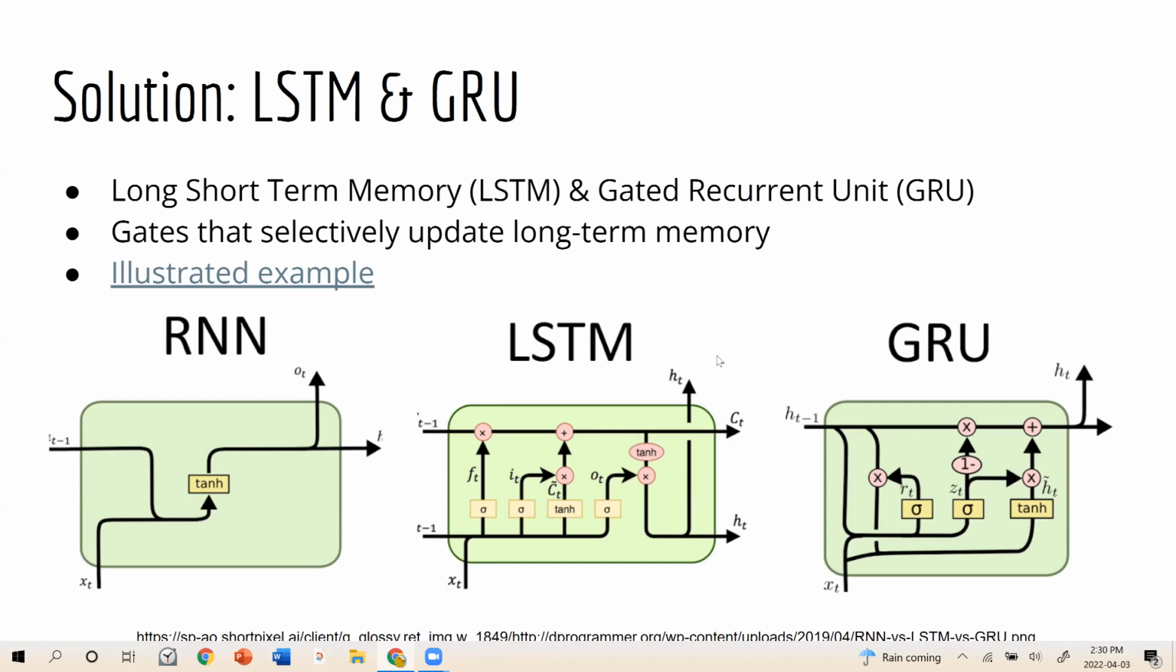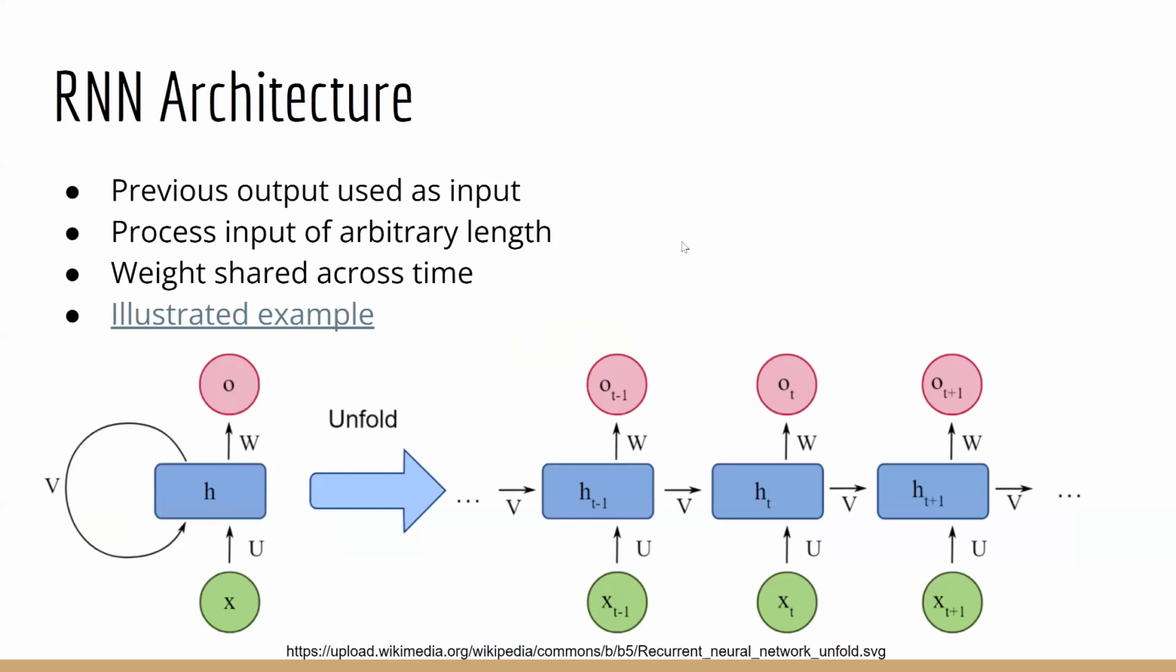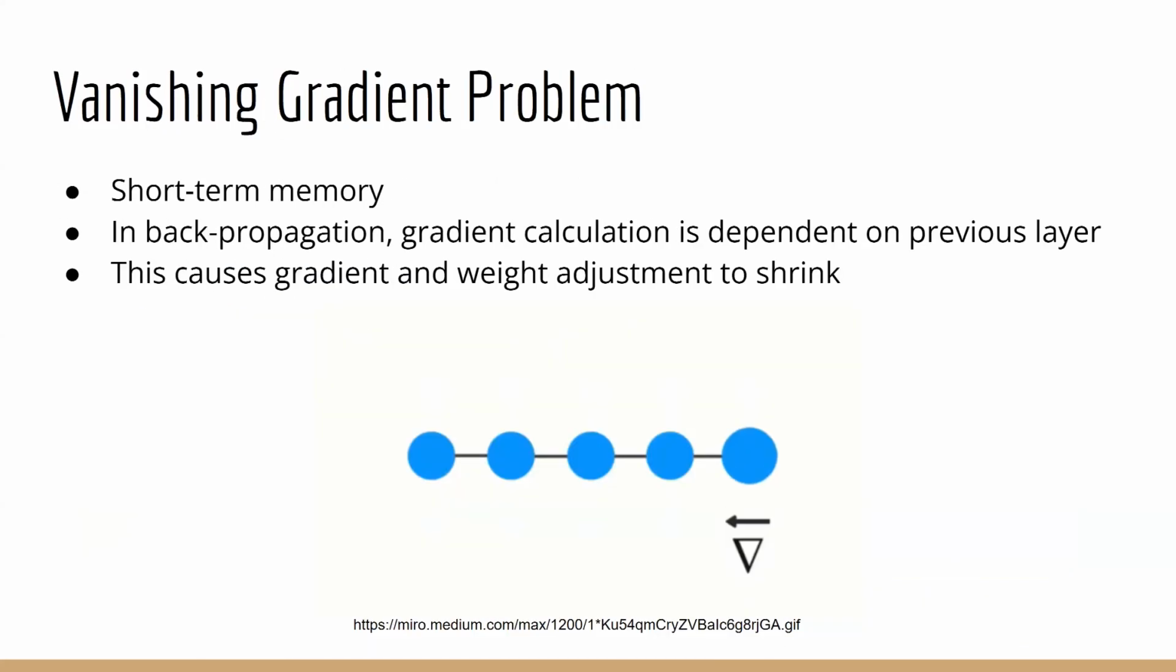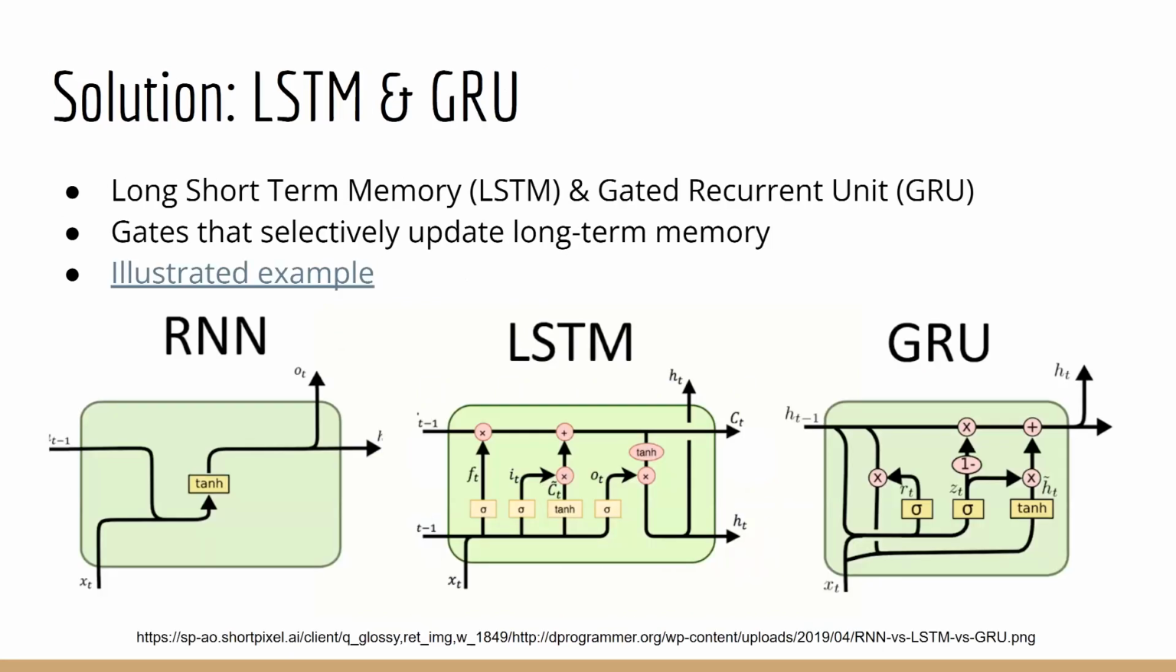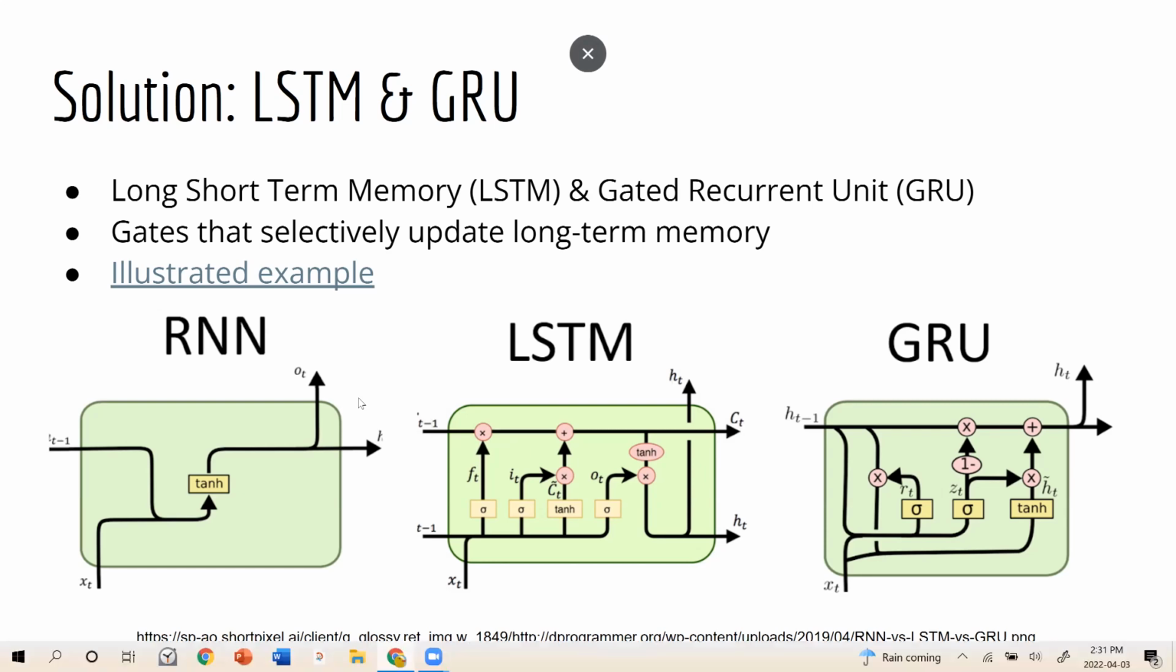If you are referring to RNNs in general, if we just have an RNN like this, it would have this short-term memory problem. So that's where these two types come in. These are special types of RNNs. They have gates that selectively update the longer-term memory. So then the longer sentences will be considered. Does that answer your question? Yeah, okay, great.